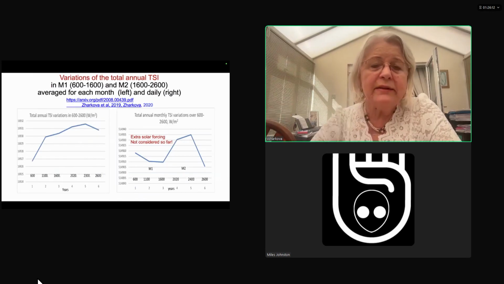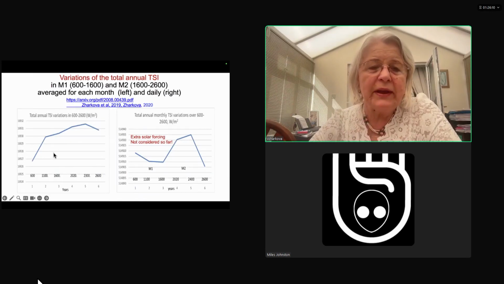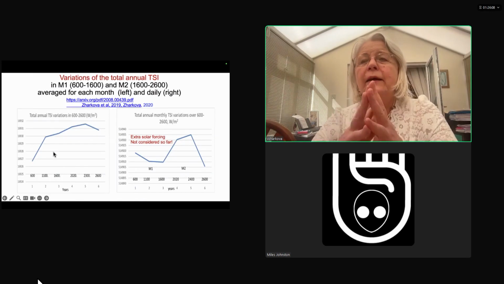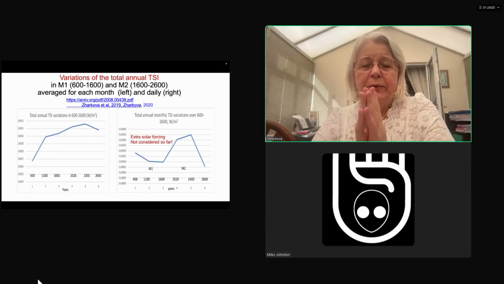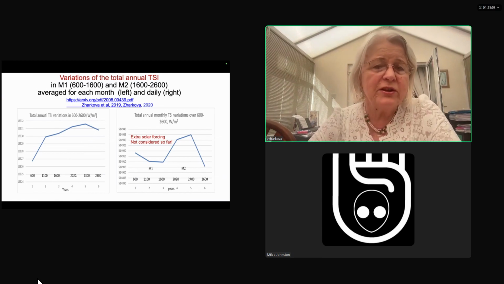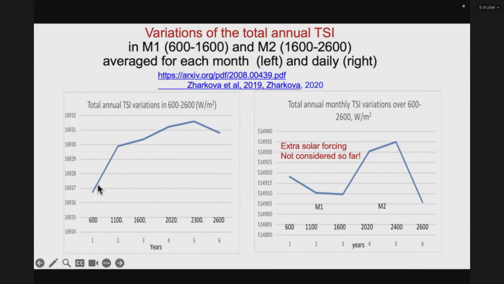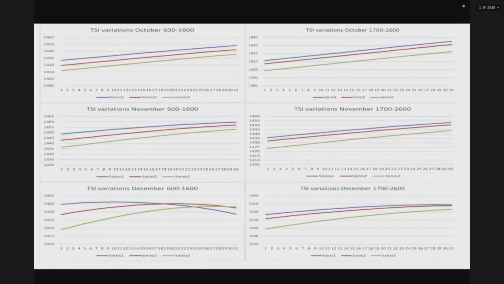And I compared the increase of the temperature. Again, this tells you how you cannot average everything. So what people do, those who calculate, they try to compare TSI variations over the millennium from 600 to 2600. They calculate the average per month. Look at this, average per month. So this is the variation of solar radiance per month.